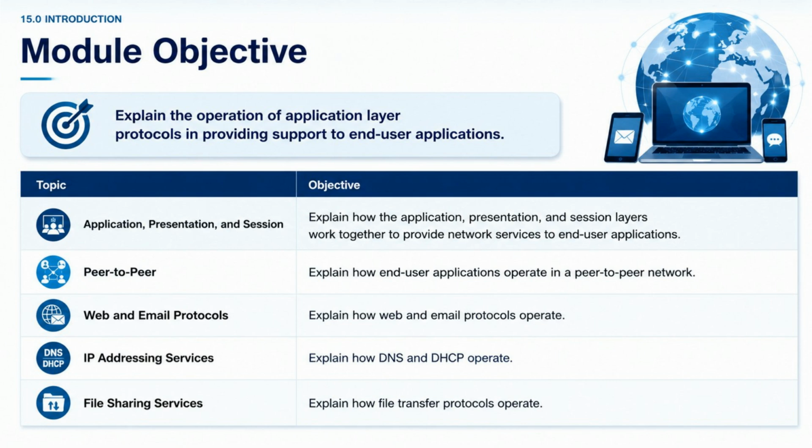Objective: explain how application layer protocols support end-user applications. Preview the topic table on screen. Application/presentation/session layers, peer-to-peer, web and email protocols, IP addressing services, DNS, DHCP, and file sharing services. This module covers a lot of named protocols: HTTP, SMTP, POP, IMAP, DNS, DHCP, FTP, SMB.